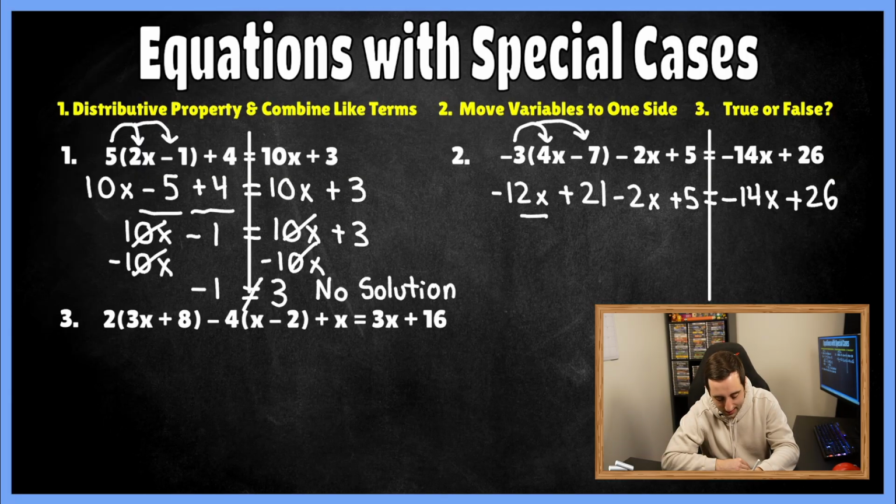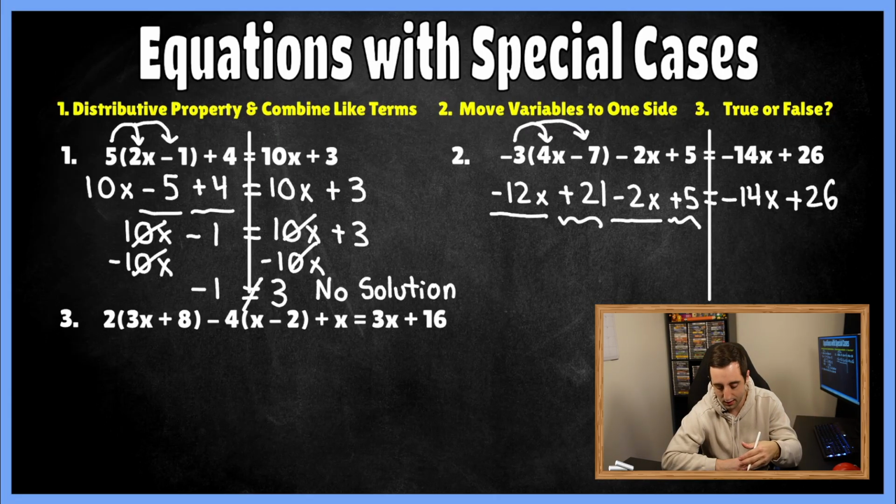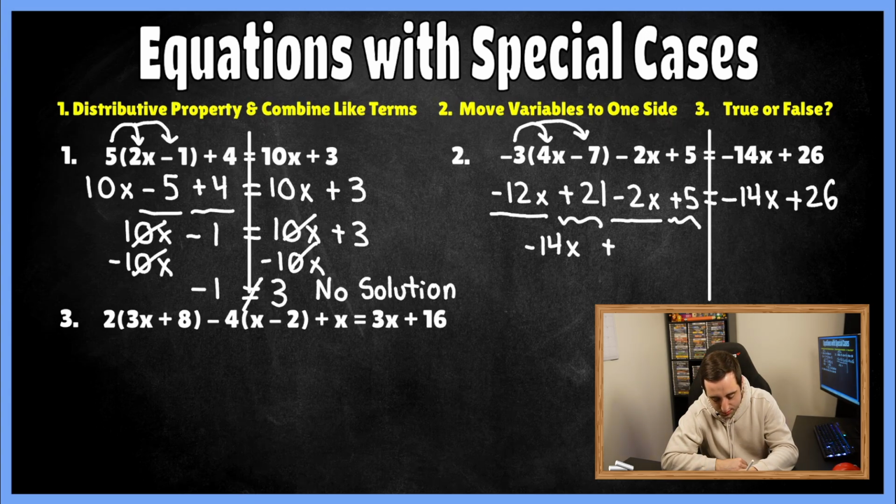We have a negative 12x and a minus 2x that can be combined together because they share the same variable of x and it's raised to the same power. And we have a plus 21 and a plus 5, which are just constants that can be combined together. And then we have nothing in common on the right side. So negative 12x minus 2x is going to be negative 14x. Plus 21 plus 5 is going to give us a plus 26 equals, and then we're just going to drop this down because we didn't even touch this.